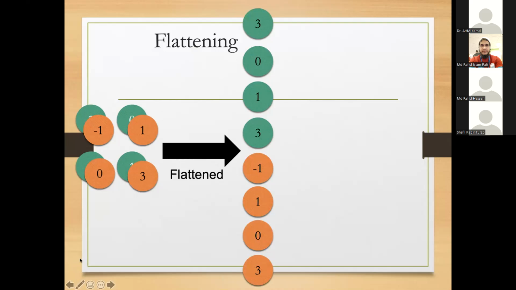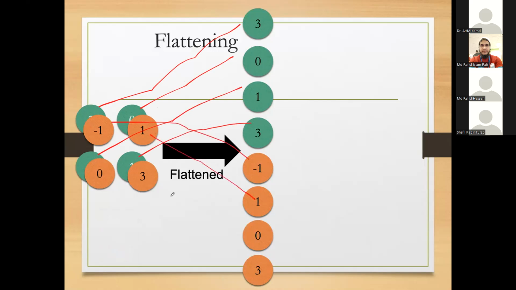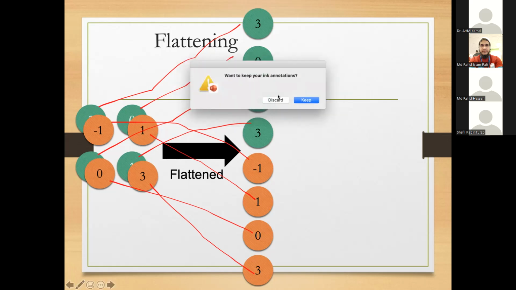3 is coming from here. I'll show you. 3 is coming from this line, 0 is coming from this line, then 1 and then 3, then minus 1, 1, 0, 3. Did you understand? This is called flatten. So in a convolutional neural network, the last layer, from the two-dimensional matrix, we flatten it to make it one-dimensional data. We call it flattening. The same thing is happening in my code.